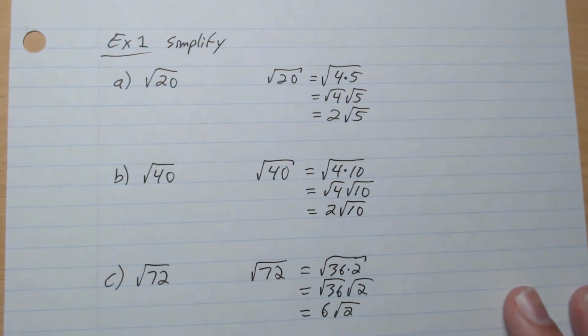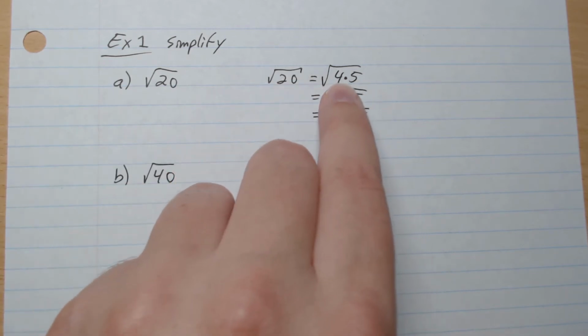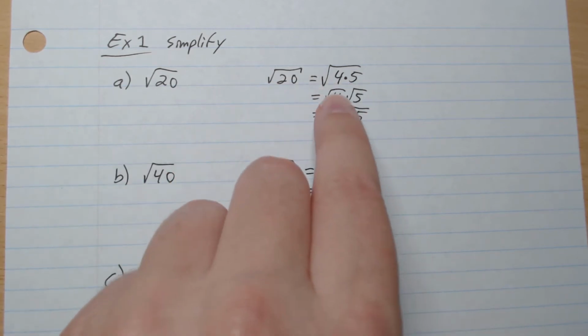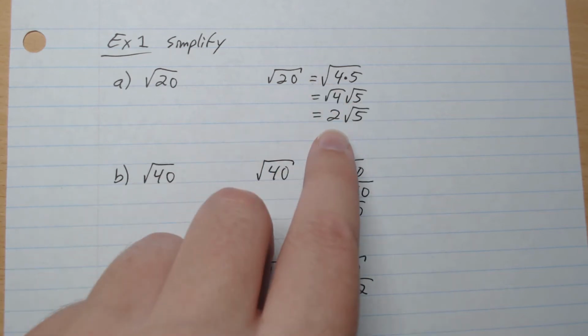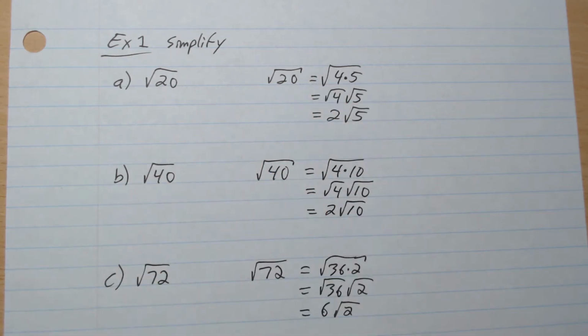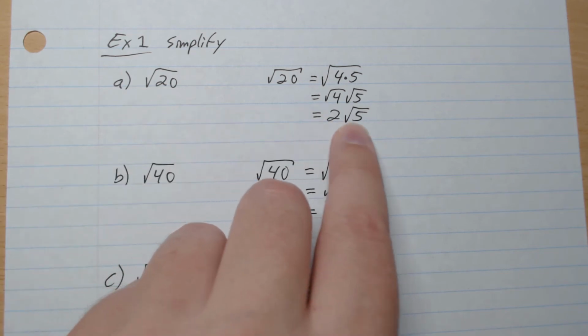Okay, example 1, simplify. A, root 20. So root 20 can be written as root 4 times 5. Root 4, root 5. Root 4 is 2, so 2 root 5. So we simplified root 20 to be 2 root 5.